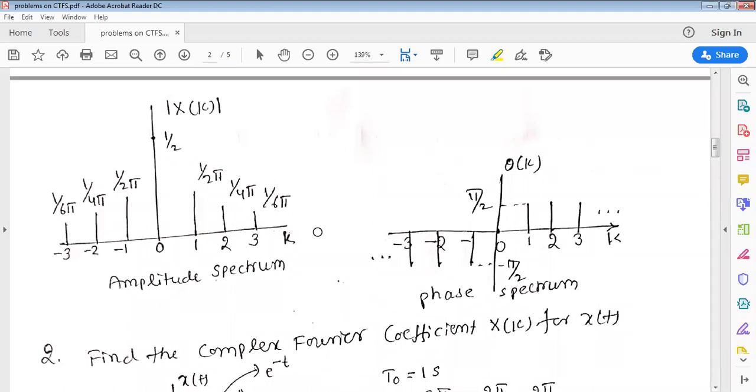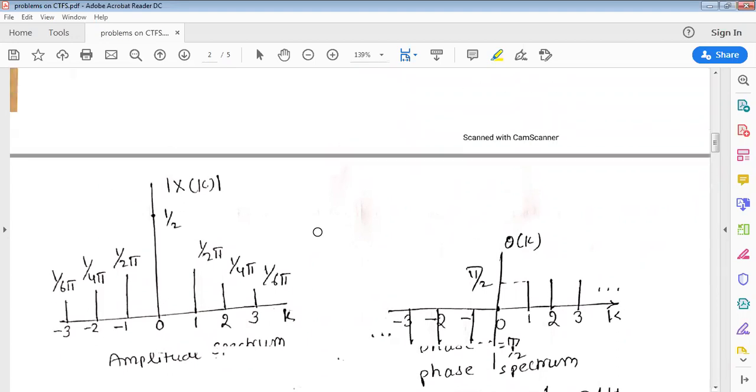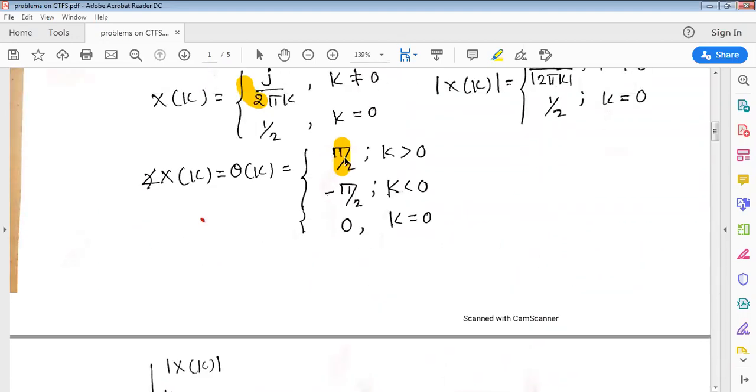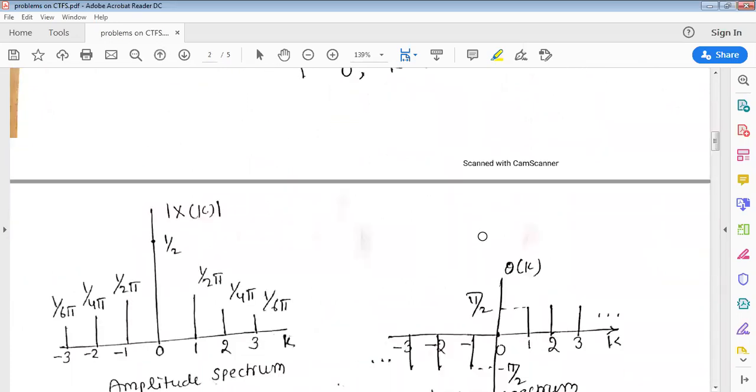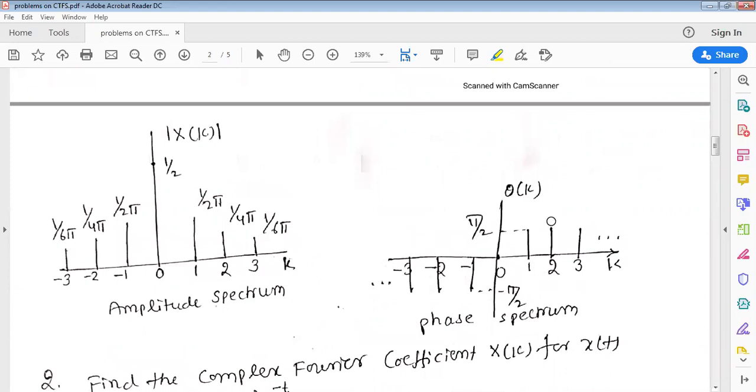Sir, repeat the phase spectrum. Phase spectrum means here we are given the angle. When k is more than 0, k is 1, 2, 3, 4, 5, the angle is plus pi by 2. Plus pi by 2 is shown here. See, I showed it with a dot, these bar values, that is pi by 2 on this side. When k is less than 0, it is minus pi by 2 as shown on the other line.